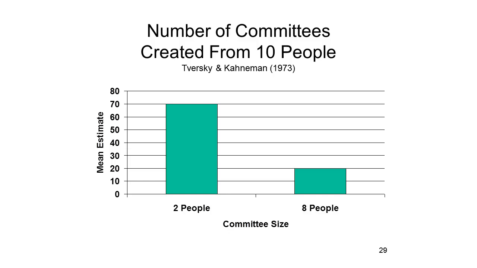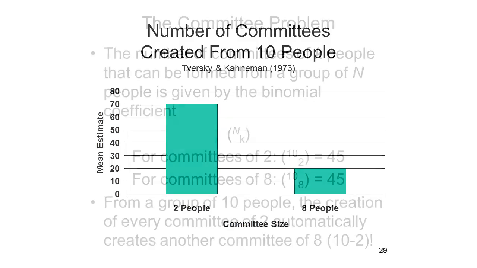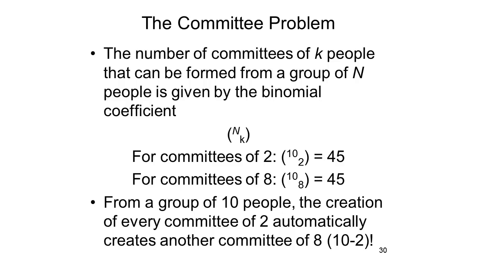But, of course, every committee of 2 automatically creates another committee, if you will, consisting of the 8 people remaining out of the original group of 10. 10 minus 2 is 8. Mathematically, the number of committees of k people that can be formed from a group of n people is given by something called the binomial coefficient. For committees of 2, you want to know how many groups there are of 10 objects taken 2 at a time. And for committees of 8, you want to know how many groups there are of 10 objects taken 8 at a time. And the answer is 45 in each case.